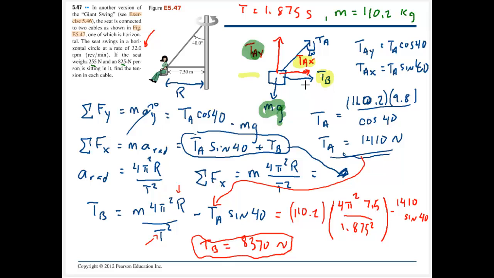So again, the hard part of doing this is drawing the free body diagram and then writing Newton's second laws. Solving them is fairly simple.